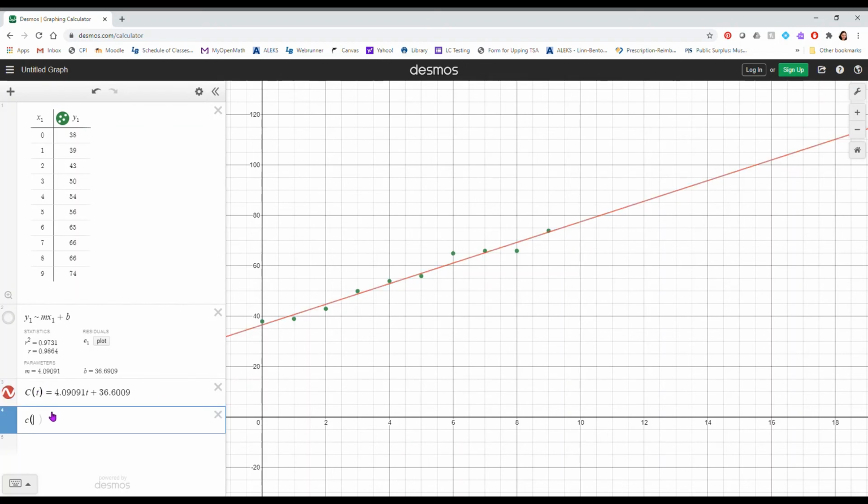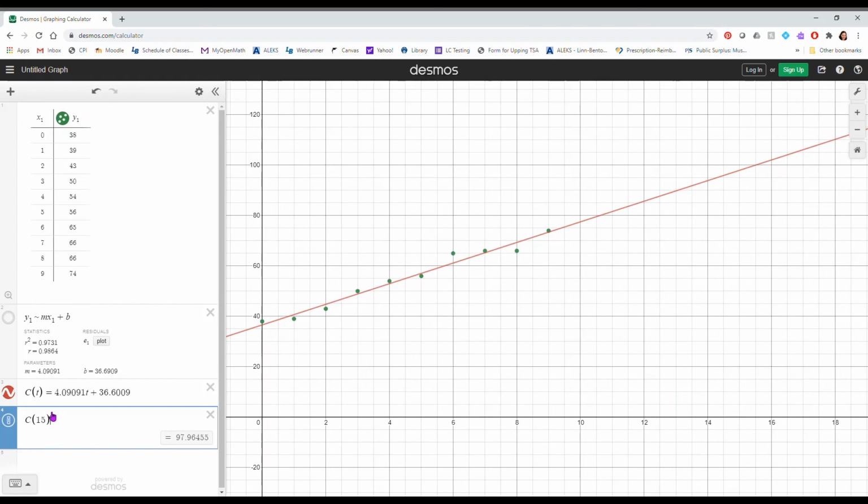go C of 15 using Desmos. Oops, I should use capital C because otherwise it's not going to know what I'm talking about. And it will tell me that it's 97.96455. So I feel like if you're doing computer linear regression, it's okay to use the computer to compute your function values. It's a handy tool.